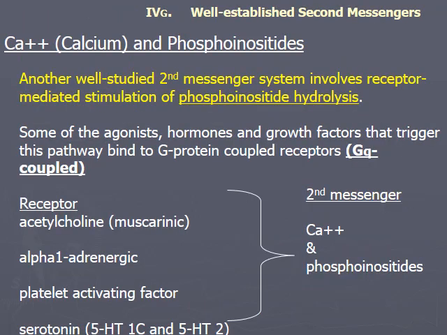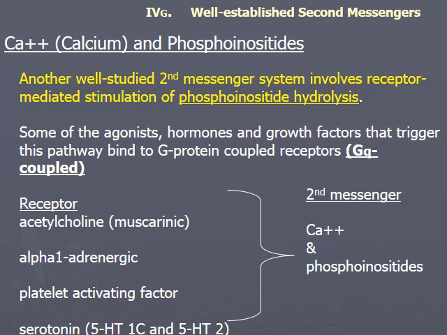The next system we'll discuss is calcium and phosphoinositides. And this is a well-studied second messenger system as well. It is also going to be used by a G protein coupled receptor, but this one is going to be coupled to the Gq receptor. And there are many examples of Gq coupled receptors in the body. One of them is one type of muscarinic receptor.